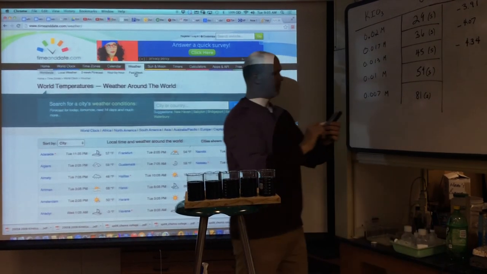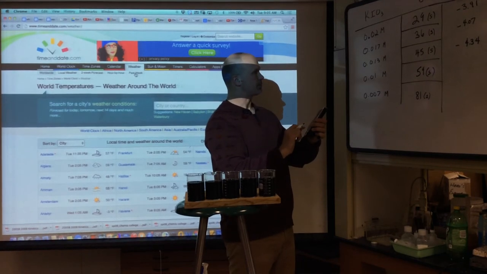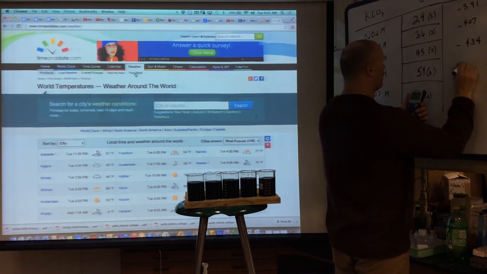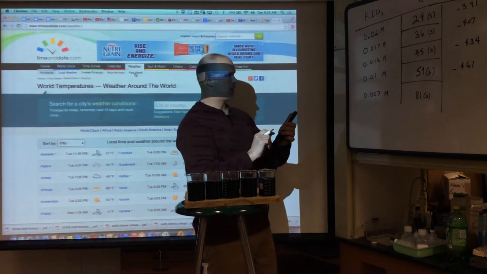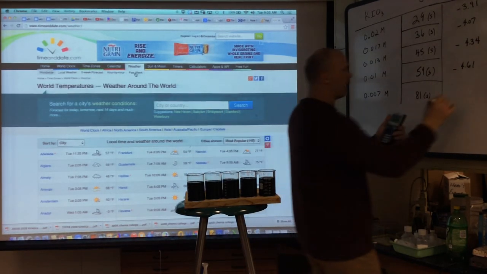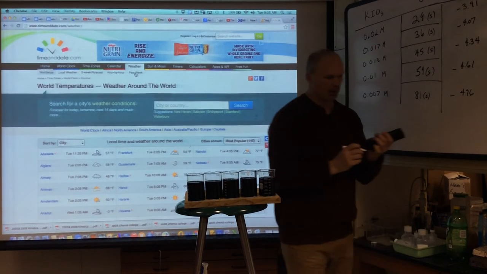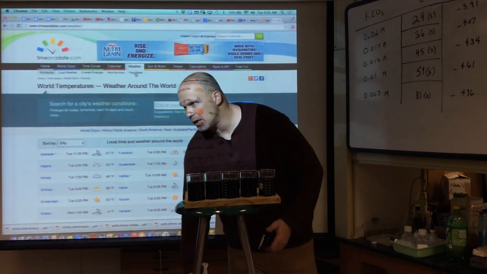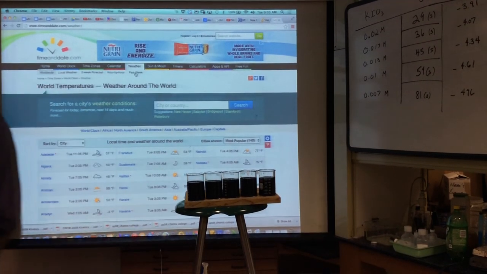And then the last two, natural log of 0.01, negative 4.61. And the last one, natural log of 0.007, and negative 4.96. Now, what the natural log will do to an exponential is flatten it out.